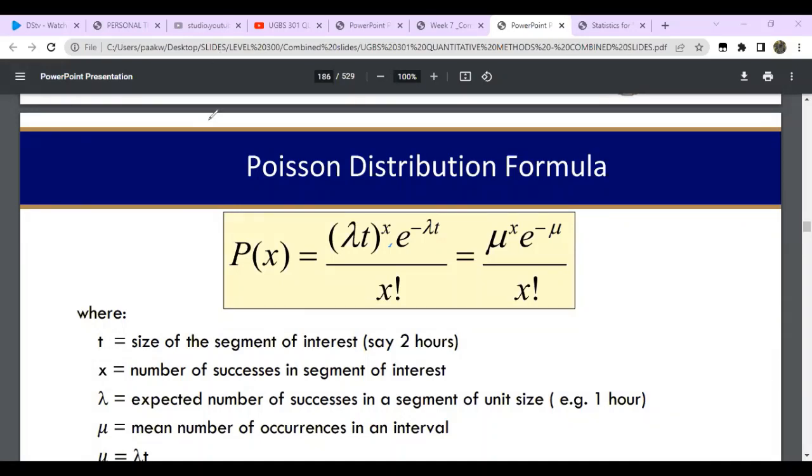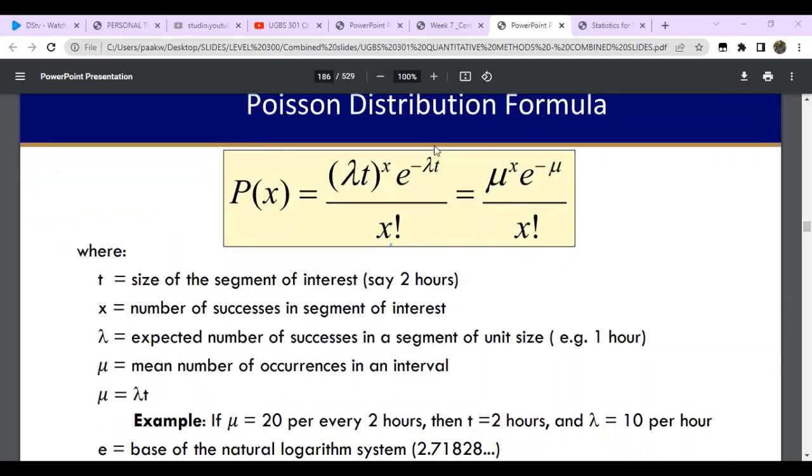All right. So let's define them here. We are saying t, we all know t from what I read previously. t is the size of the segment of interest. That's the time in the question. You get it? X is the number of successes in a segment of interest. Lambda is the expected number of successes in a segment of unit size. So the expected number of successes in the time. You get it? For example, 1 hour. So as I said, mu is the mean number of occurrences in an interval. So mu is calculated by multiplying lambda by t, or time.